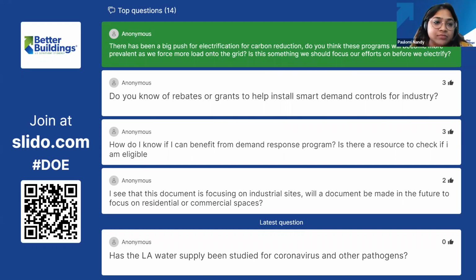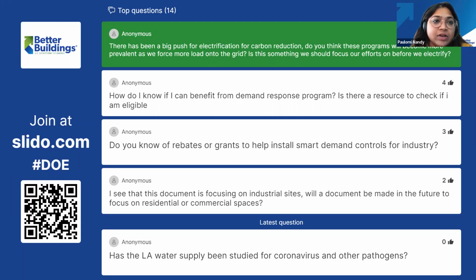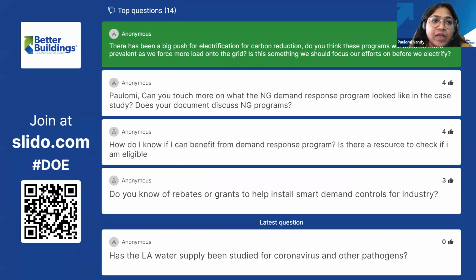Sure, I can take a quick stab at that. So I think, yes, with more and more push for electrification, more and more facilities are starting to think about their capacity, think about how they're going to tackle that demand. And it would be a good time to start discussing that internally as well as with your local utility provider, and see what kind of different programs they have, and what you can leverage as well.